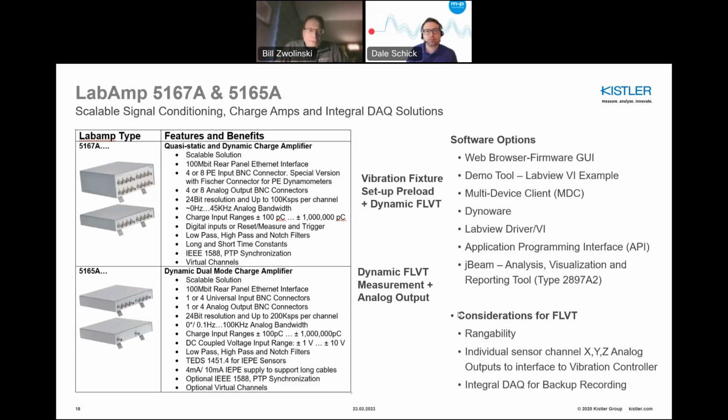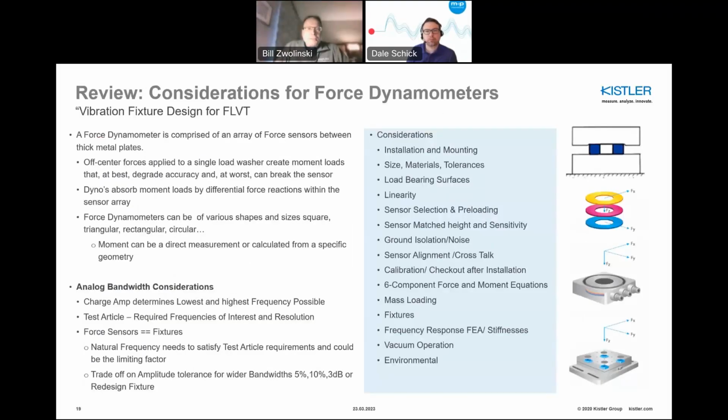As I said, with these devices, it's rangeability. Because they're high channel count devices, you can literally put each channel of your force sensors into the controller and let the controller do the calculations there, which is a lot of times the preferred method. When we talk about force dynamometers, there may be some available off the shelf, but in most cases for force limited vibration, there's a lot of customization at the given company.